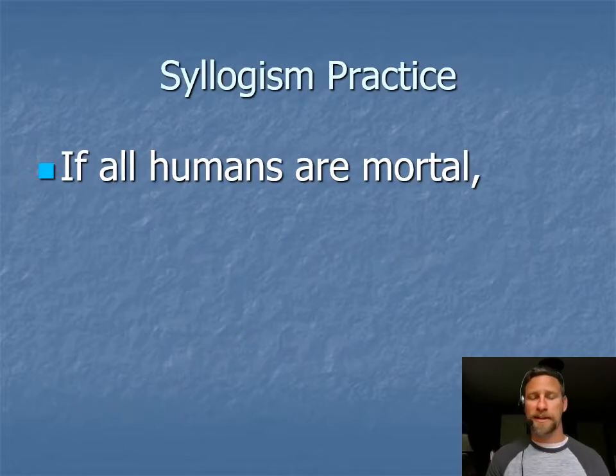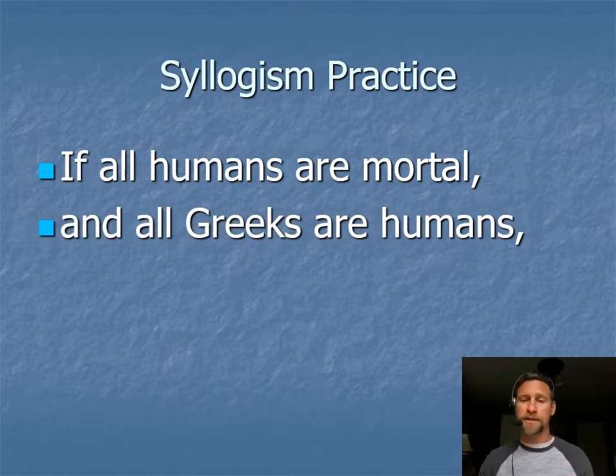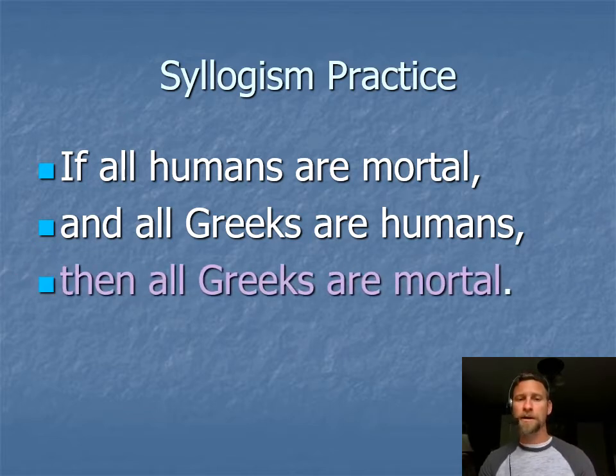Now, let's practice this. Premise one, if all humans are mortal and all Greeks are humans, can you feel the force of the logic moving you towards the conclusion? If all humans are mortal and all Greeks are humans, then all Greeks are mortal. Notice how it is essentially combining terms from the second and first premise in order to reach the conclusion, the terms being Greek and mortal.